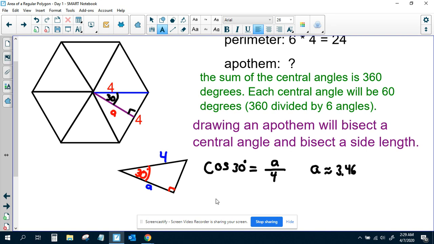Okay. So when we plug cosine of 30 into our calculator, we'll get a decimal. And then to get A all by itself, we're going to have to multiply both sides of the equal sign by 4. And that will isolate the A for us, and that will give us A is approximately 3.46. I say approximately because we have to round. So A equals 3.46. So we've got our apothem now.